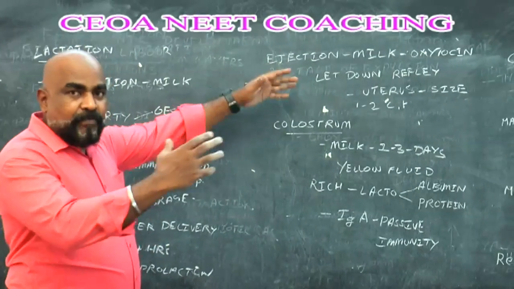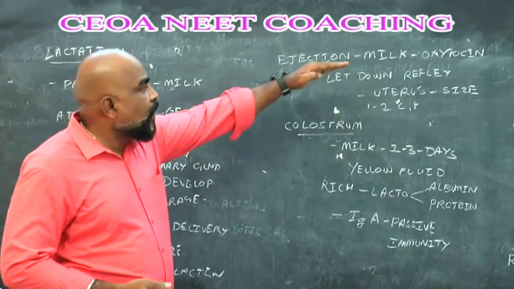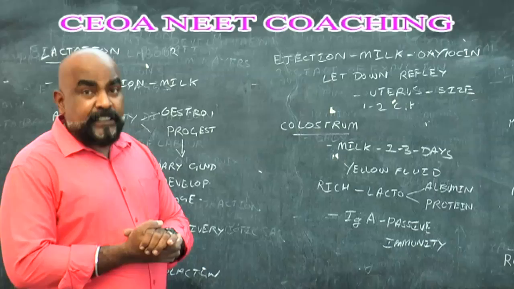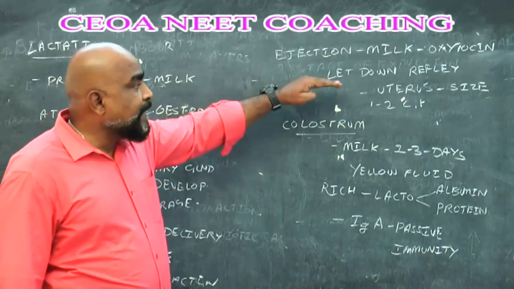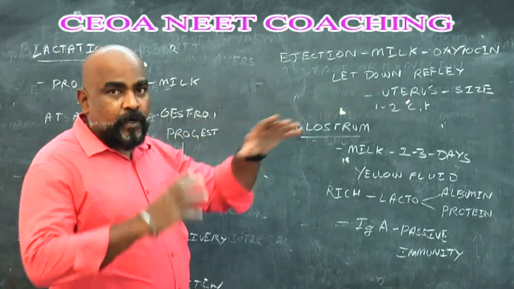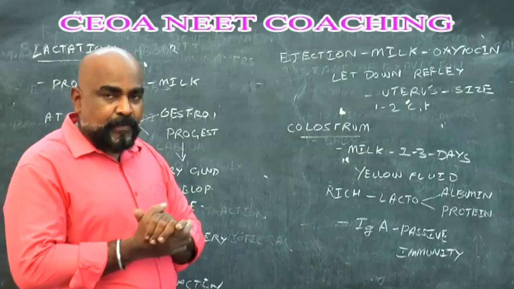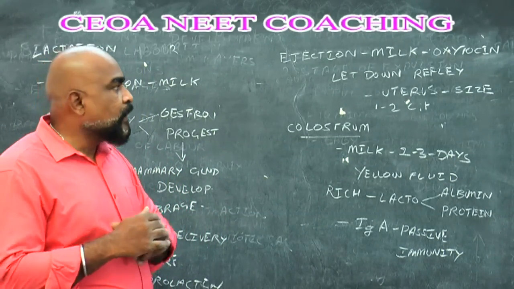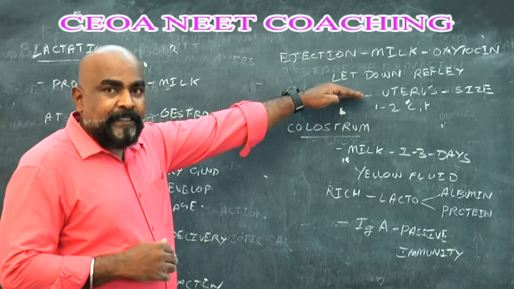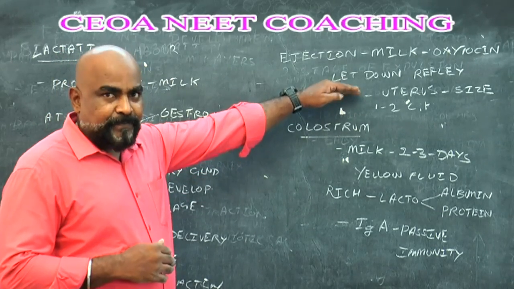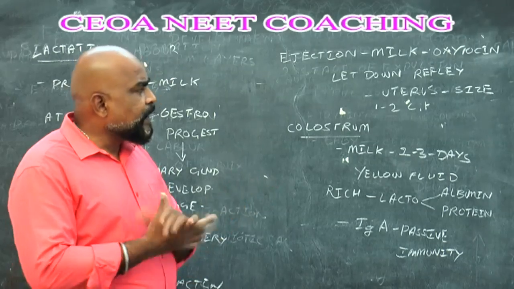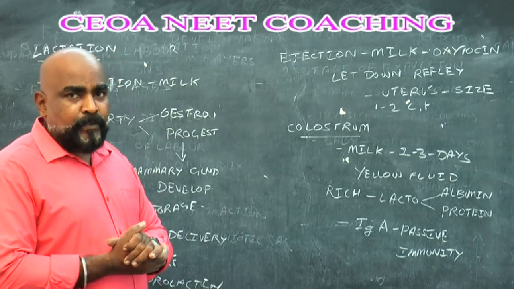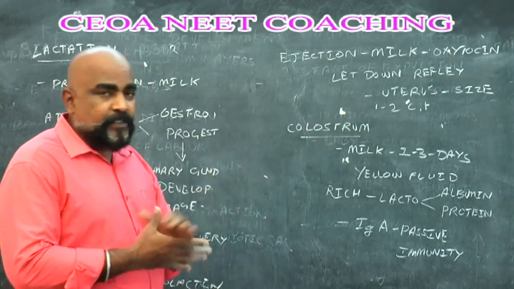The ejection of the milk is controlled by oxytocin, and this process is called the let-down reflex. So oxytocin helps in ejection of the milk. Oxytocin also plays a role in bringing the uterus back to its normal size. And a lactating woman may produce 1 to 2 liters of milk in a day.